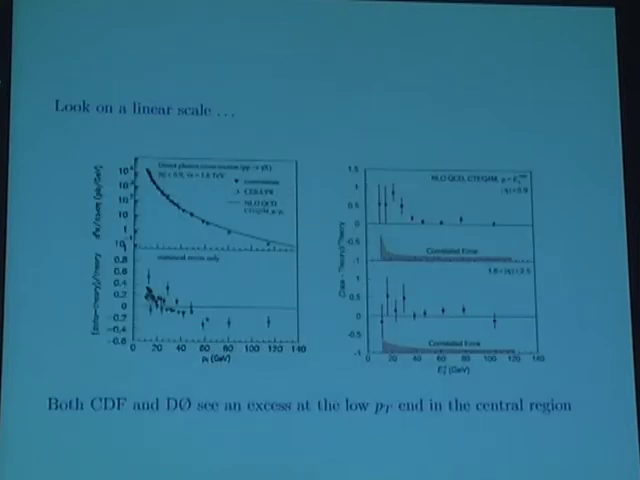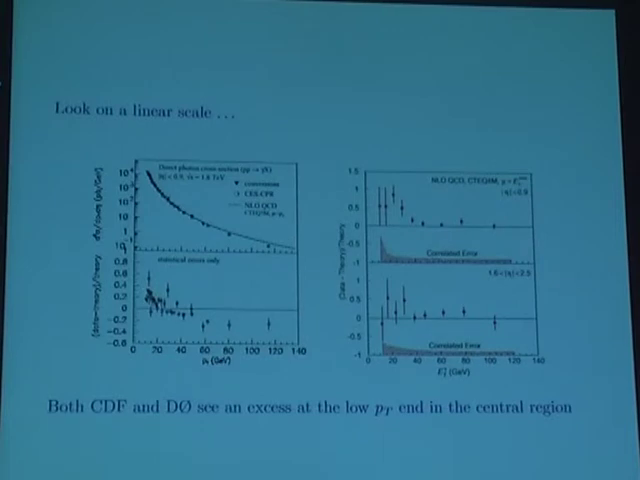But of course, you can always look on a linear scale. And then when you look on a linear scale, you notice a bit of an excess here at the lower PT. Looks like theory's a little high at the other end of the spectrum. You might say that there's a bit of a slope here that isn't accounted for by the theory. Here with D0, especially at the central region, which is the same region that CDF measured, you might say the same thing.